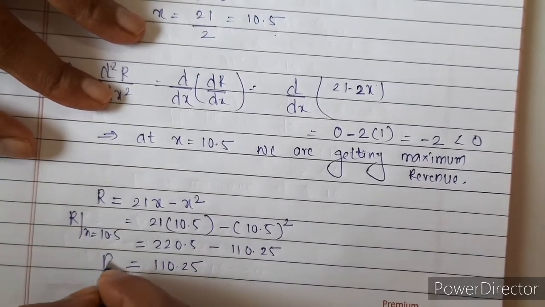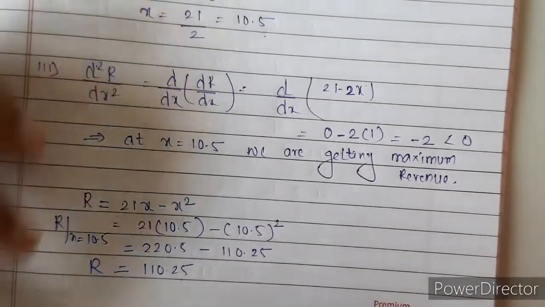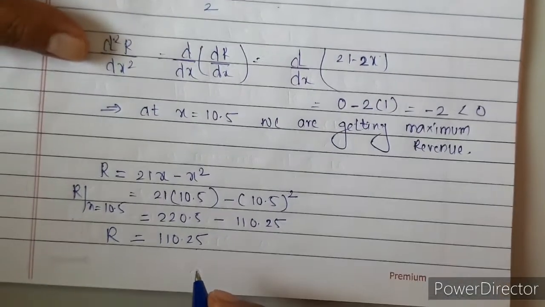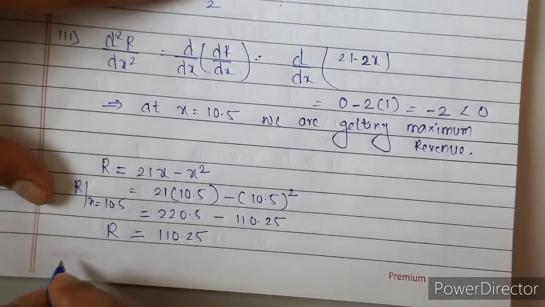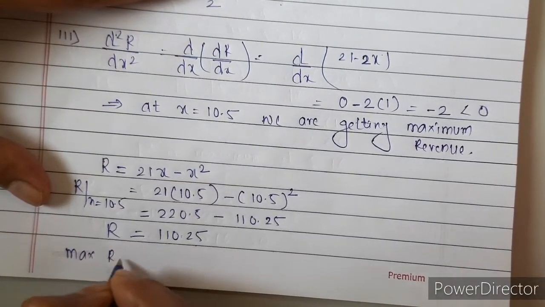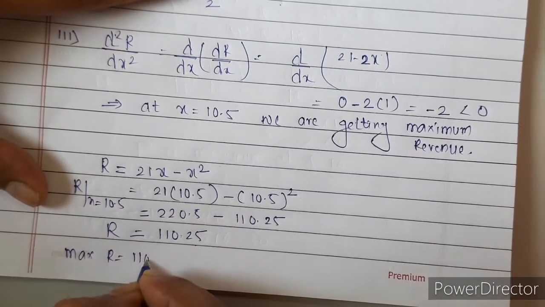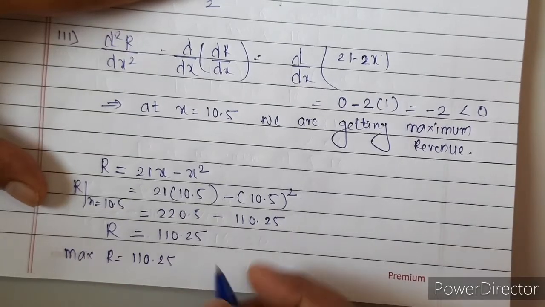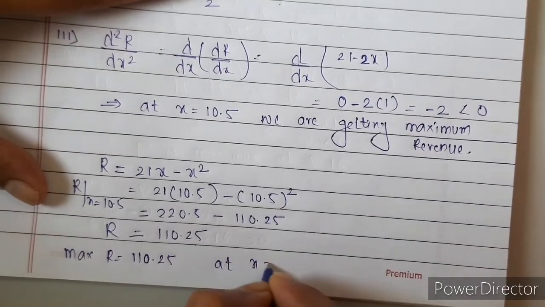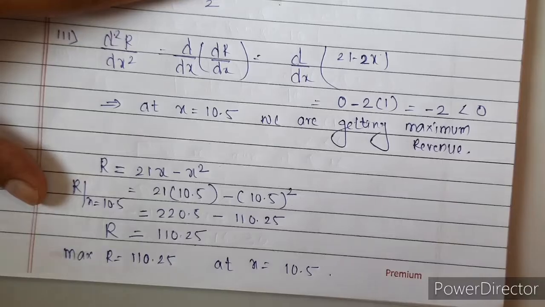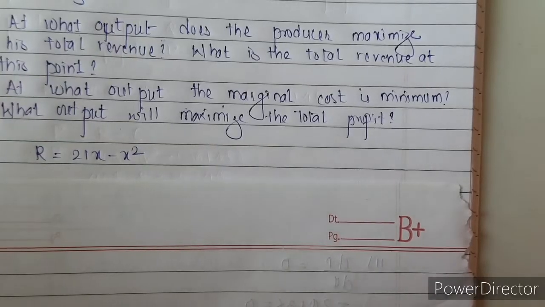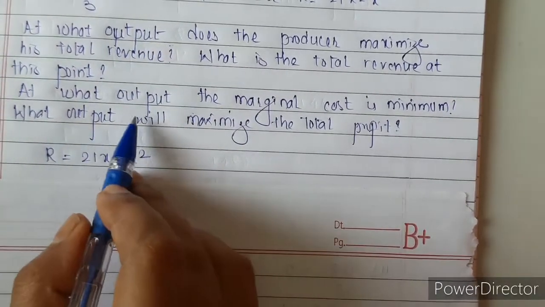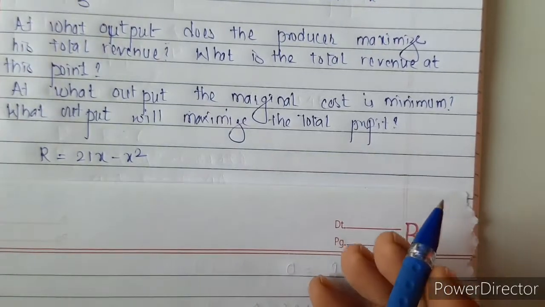So after subtracting these two, what we'll get is 110.25. So maximum revenue is 110.25 at output x equals to 10.5. So maximum revenue we are getting 110.25 at output 10.5. Now second question is at what output the marginal cost is minimum.